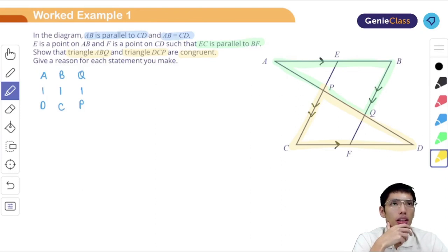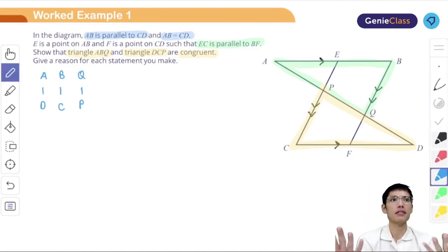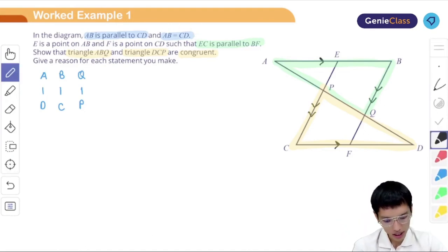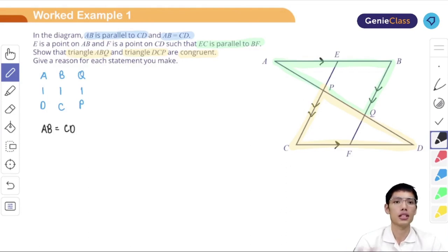In this case, you may wonder, even though they say parallel, the sides are not necessarily labeled. But of course, one of the sides we can use is definitely this one over here, because one side is given, right? So that's where the S comes from. So let's write it down first. Write the common thing that we have as AB is equals to CD. That's the common side. It's given to us.